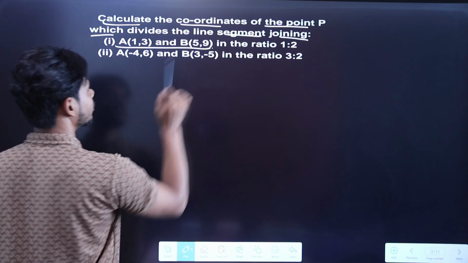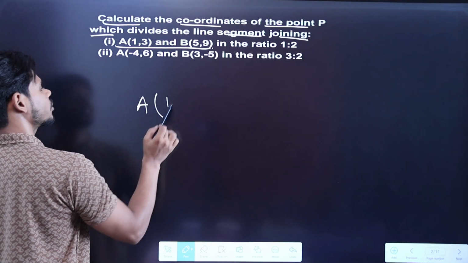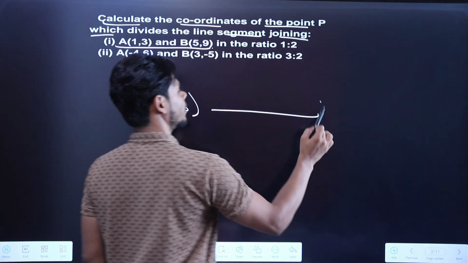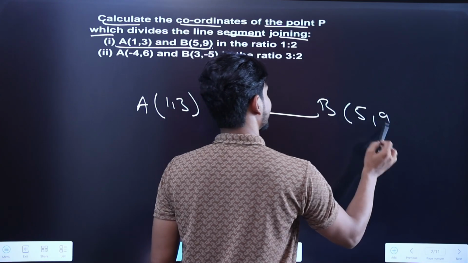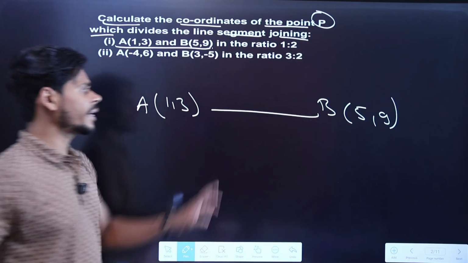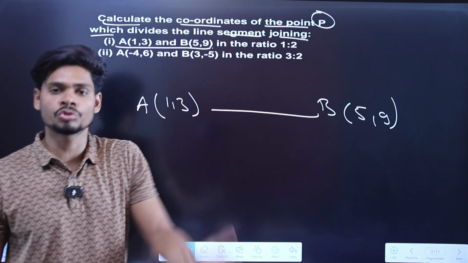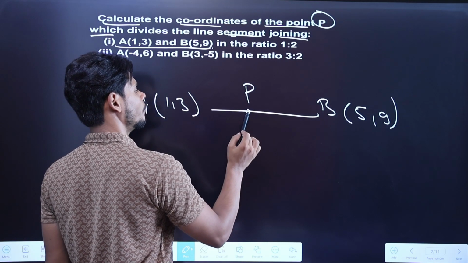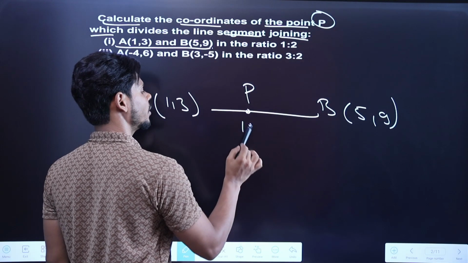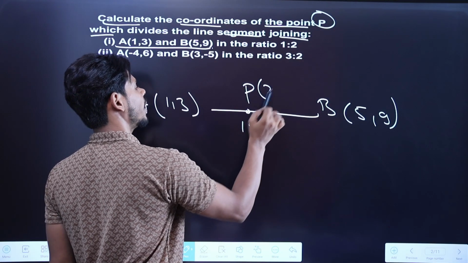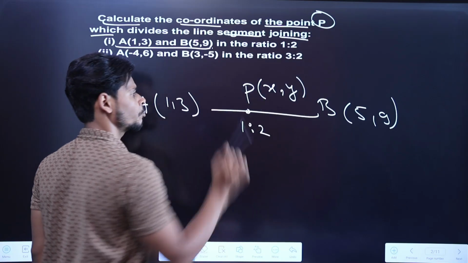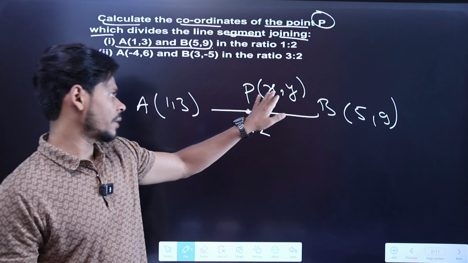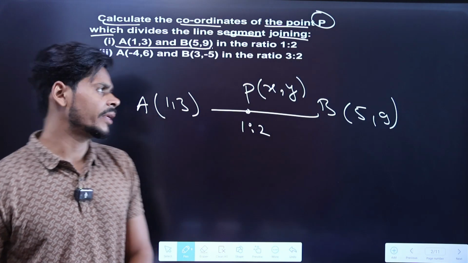Basically you are given two end points, point A which is (1, 3) and point B which is (5, 9), and there is a point P which divides this line in the ratio 1:2, right? So let's say that point P is here, which divides the given line in 1:2, and now we have to find this point P, which has coordinates, no doubt, x comma y, right?